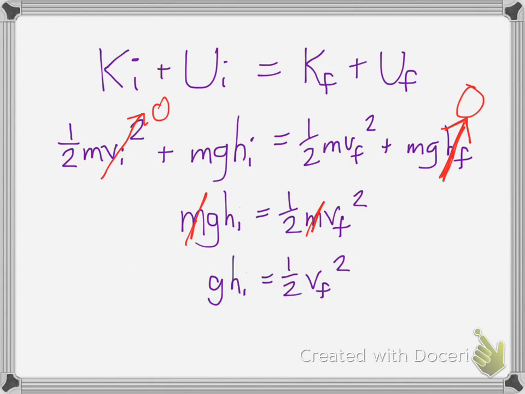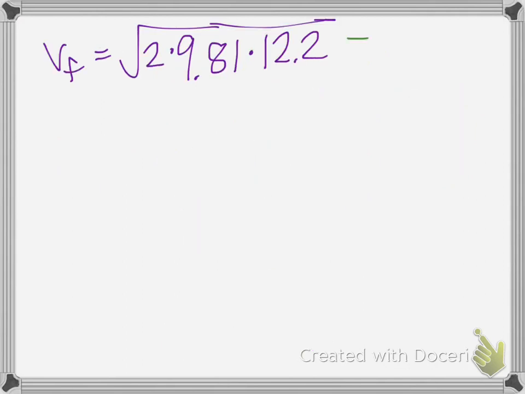The question's asking how fast I'm moving at the bottom, so I need to solve for my final velocity. And it just comes to the square root of 2 times g, which is 9.81, times my initial height. Now all I got to do is plug in the value for my initial height, and I am done. So right before splatting into the ground, I'm moving at around 15.5 meters per second or so. Just for reference, that's approaching 35 miles per hour, so that's gonna hurt a fair amount.